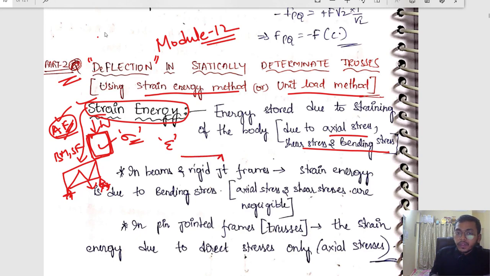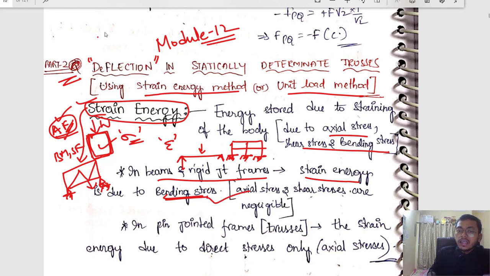If you are taking a beam, or if you are taking a rigid frame, we have seen some rigid frames in chapter 1, right? We have seen whether they are determinate or indeterminate. We will be analyzing the frames in later parts, so no issues. We will discuss this in detail. But basically, in these beams or in this frame, the strain energy is mainly due to the bending stresses. Here the bending moment is predominant, and the stresses due to shear force and axial forces are very negligible. So in beams and rigid joint frames, the strain energy is because of the bending stresses only.